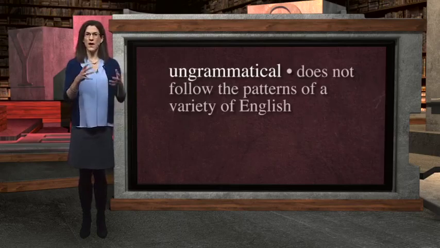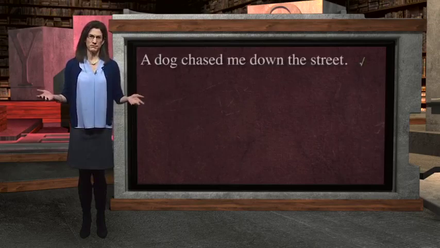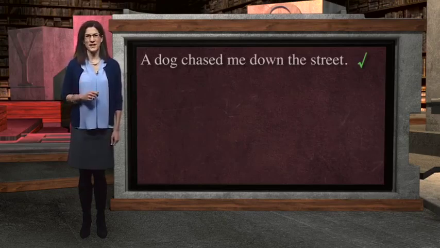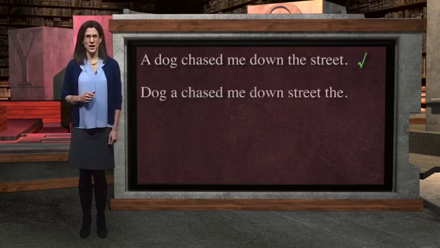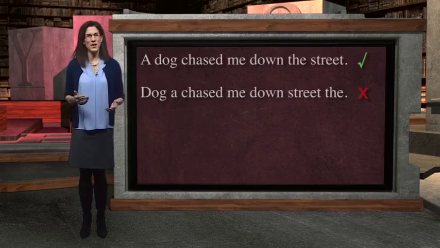We know that the following sentence is just fine. A dog chased me down the street. Not that exciting, clearly grammatically fine. We know that this sentence is not fine. Dog chased me down the street the. You're probably having a little trouble following that. And that's because it's ungrammatical.